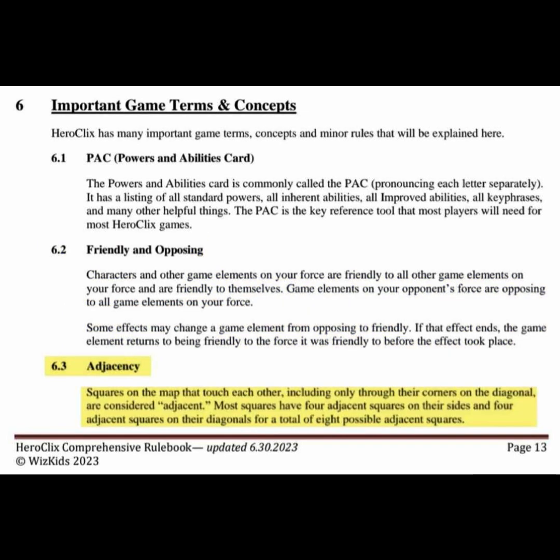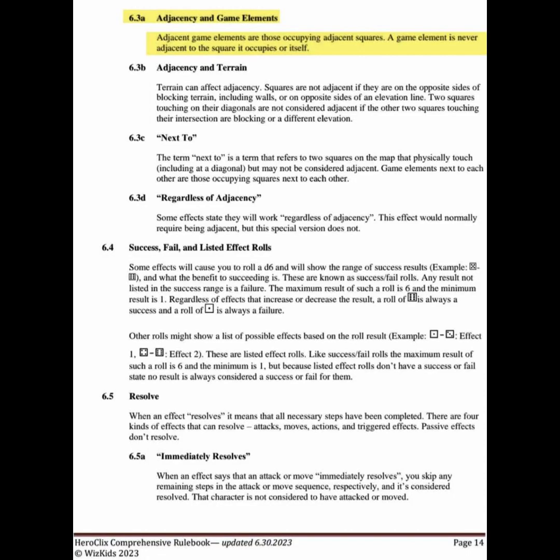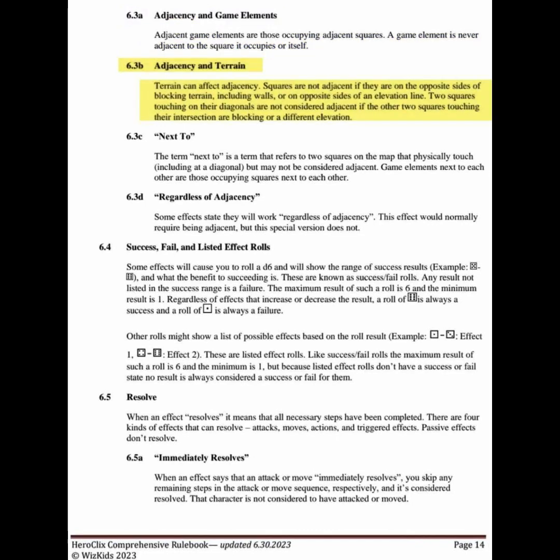6.3 Adjacency. Squares on the map that touch each other, including only through their corners on a diagonal, are considered adjacent. Most squares have 4 adjacent squares on their sides and 4 adjacent squares on their diagonals for a total of 8 possible adjacent squares. 6.3a Adjacency and Game Elements. Adjacent game elements are those occupying adjacent squares. A game element is never adjacent to the square it occupies or itself.